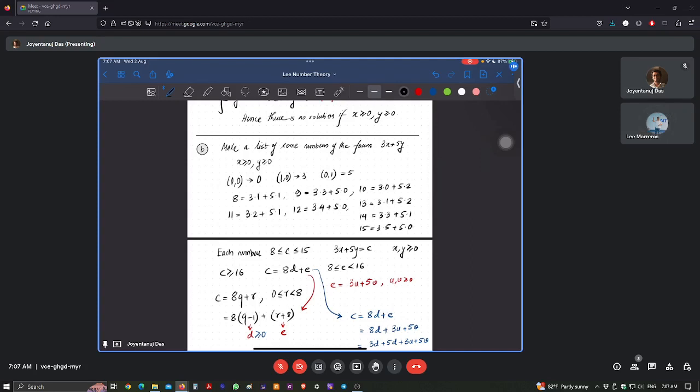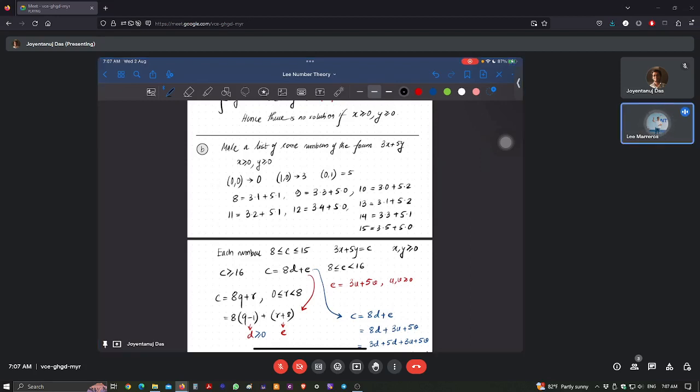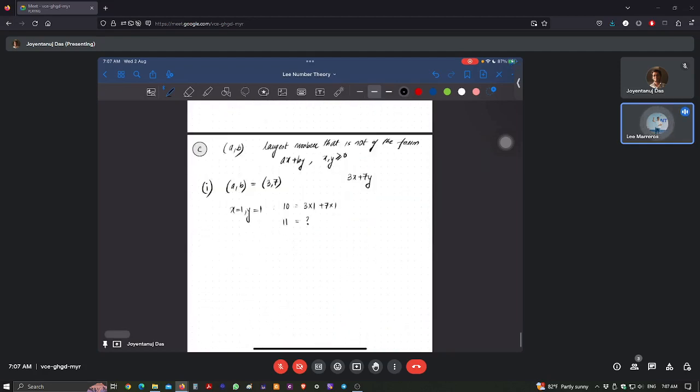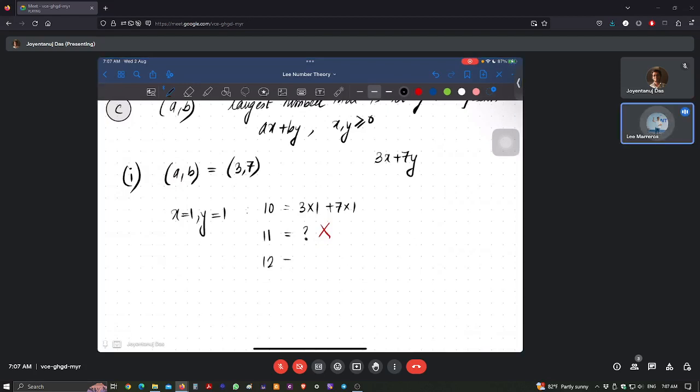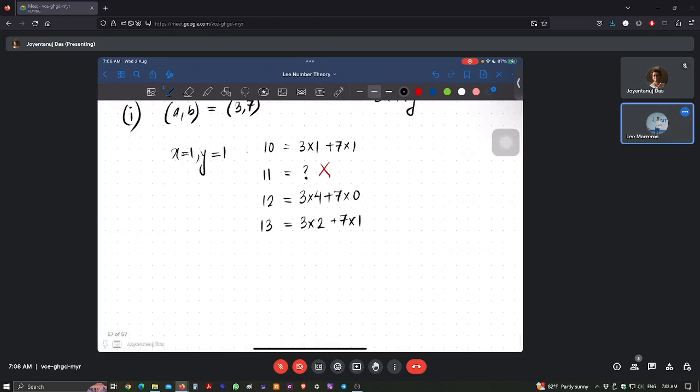So maybe if we keep going upwards, somewhere, maybe from 13 and above. Okay, 11 is not possible, that we saw. Then what about 12? Yes, 12 is 3 multiplied by 4. 13 is 2 times 3 plus 7. 14 is 2 times 7.